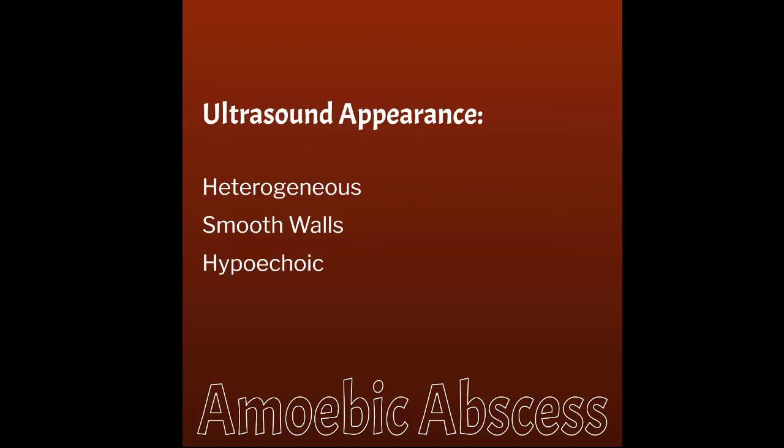On ultrasound, we're going to see another heterogeneous structure within the liver. This time it's going to have smooth walls and typically runs a little bit more hypoechoic. So pyogenic abscess was irregular walls, heterogeneous, with bright spots within it. Amoebic abscess is going to be heterogeneous, but now has more smooth walls.